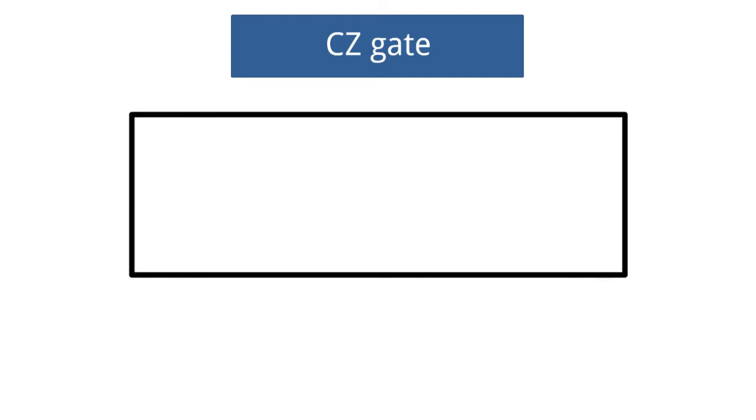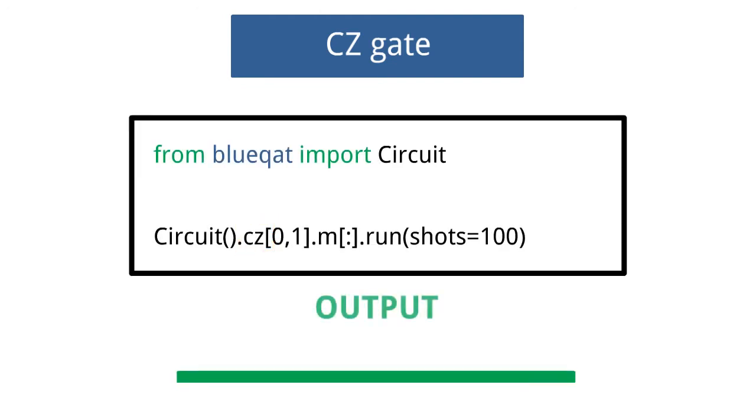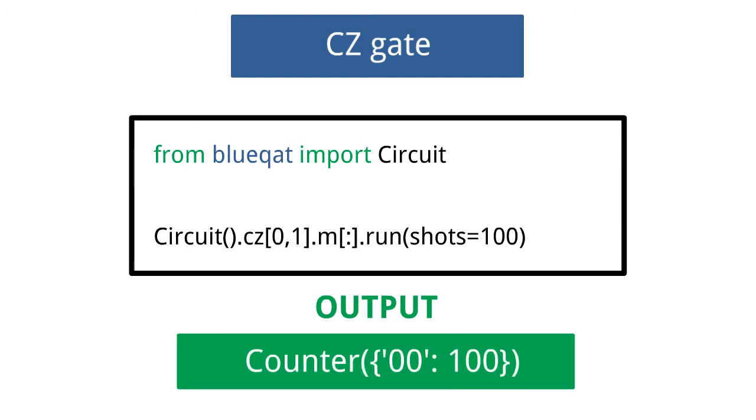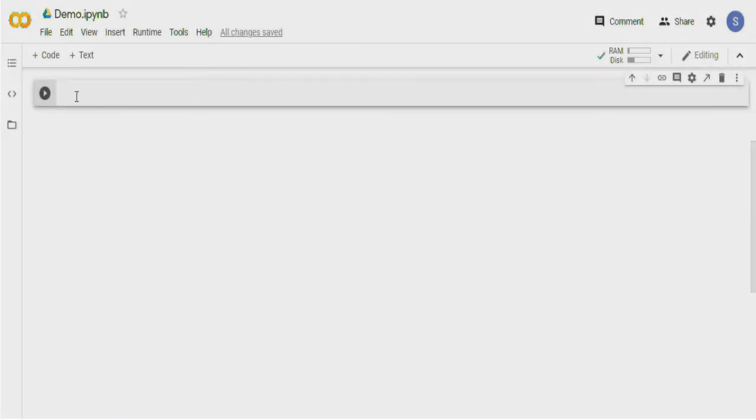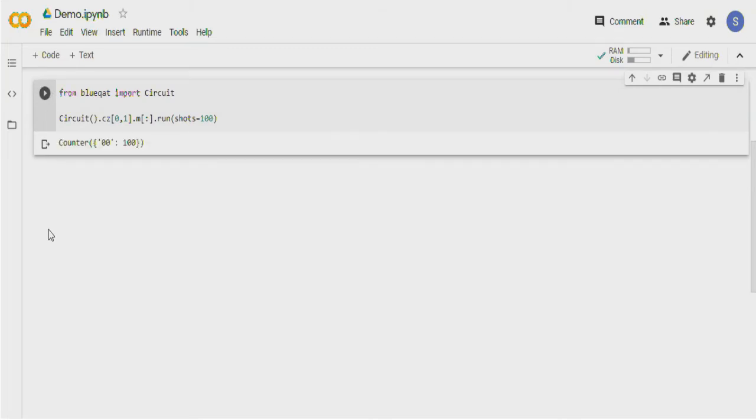CZ gate. In this code we use CZ gate, and here also if we run this code then the output is 00 as well. Now let's confirm this in Google Colab. Type the code that was shown earlier. Now click on play button. As you can see, the output is 00.